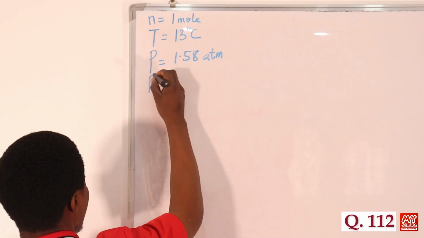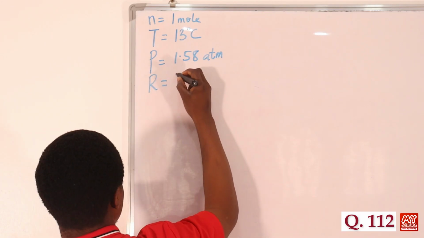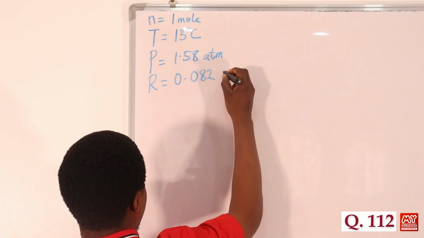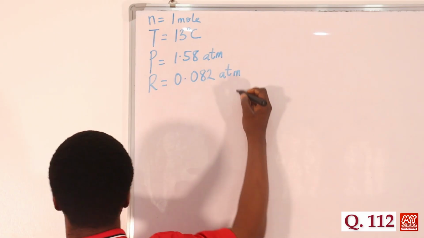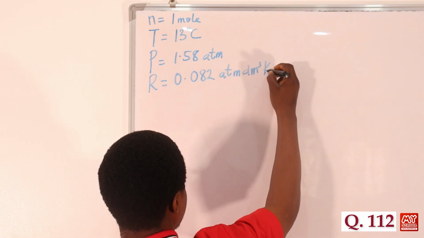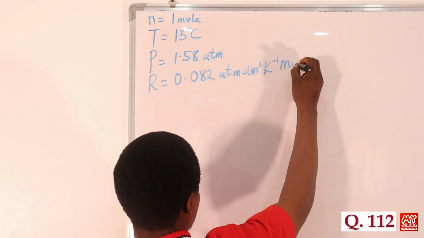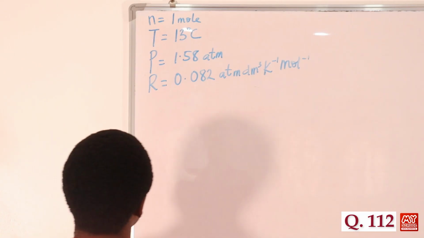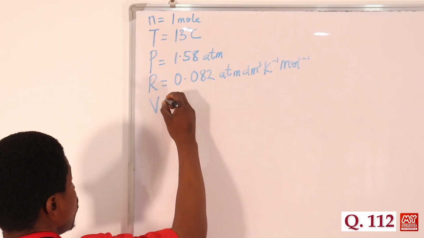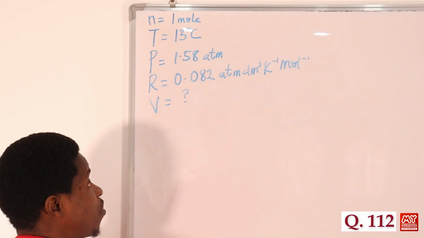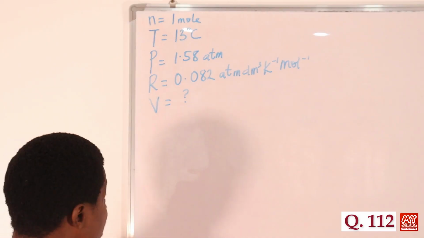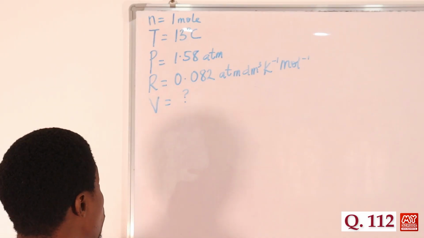Then we're also given R to be equal to 0.082. I will write the unit here because it's going to help us: atm dm cube per Kelvin per mole. Now, we're asked to find what? The volume. So we write that volume is question mark. That's what we want to find. We have written out the parameters we are given and what we wish to find out.